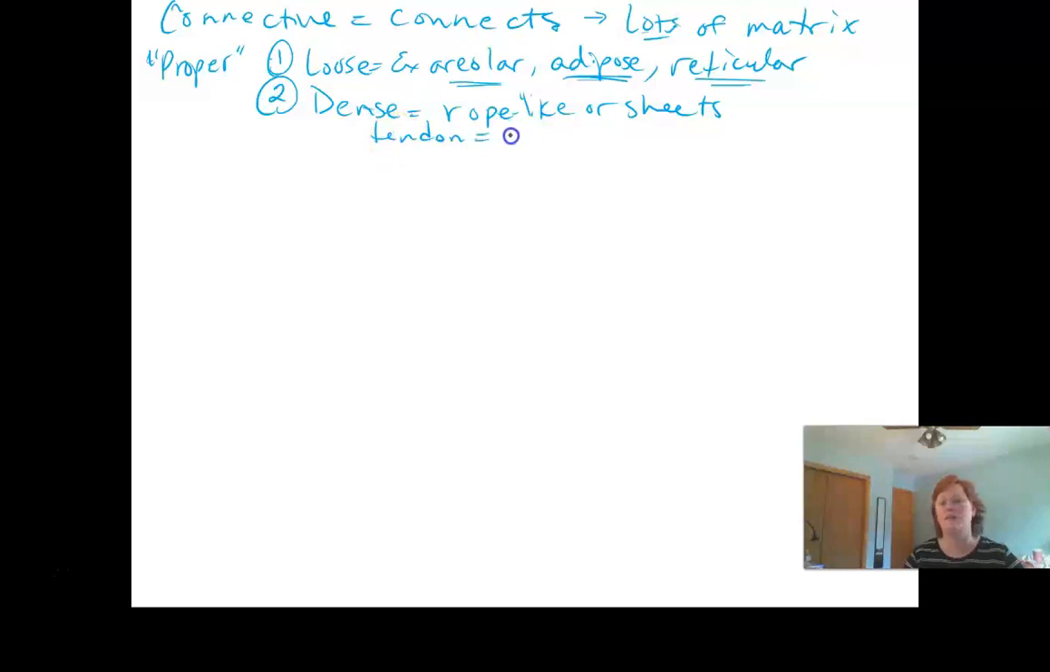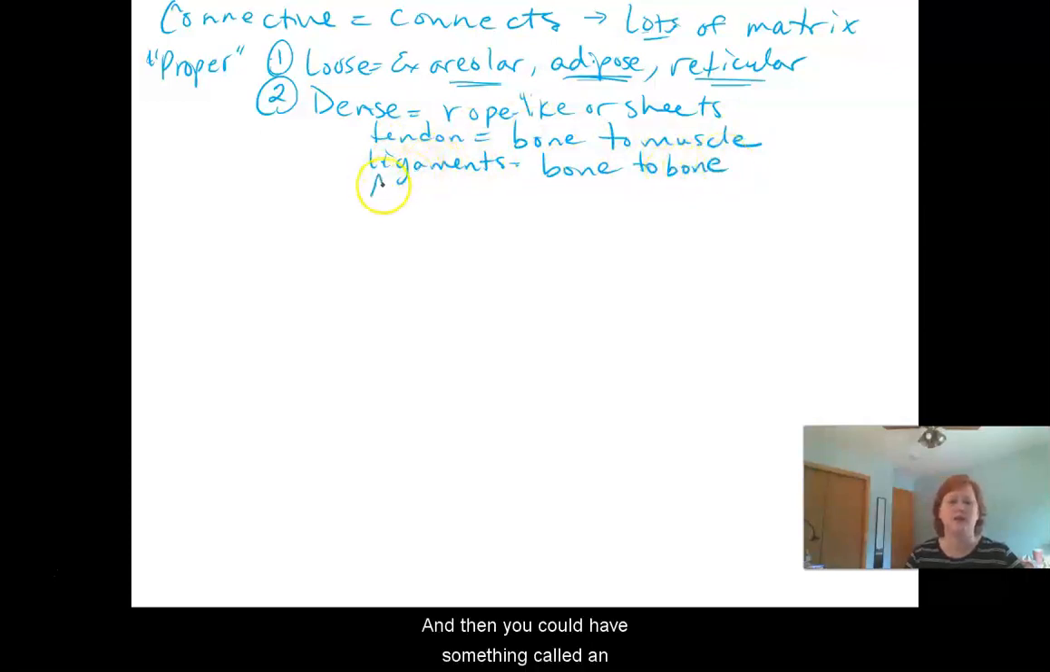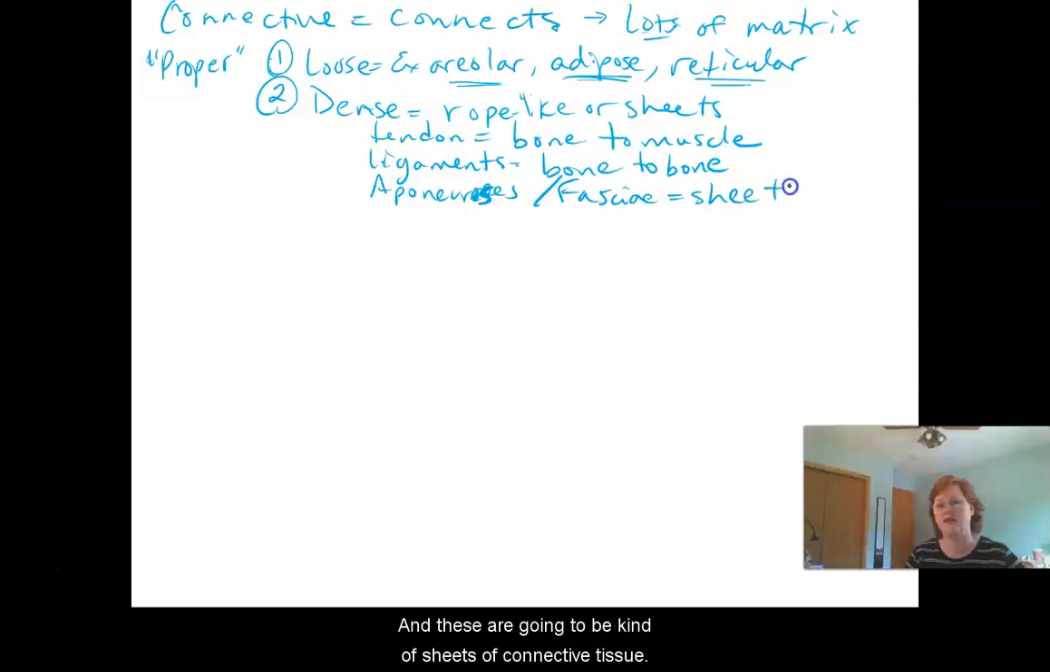which connect bone to muscle. You can have ligaments, which are going to connect bone to bone. And then you can have something called aponeuroses, or fascia. And these are going to be kind of sheets of connective tissue.